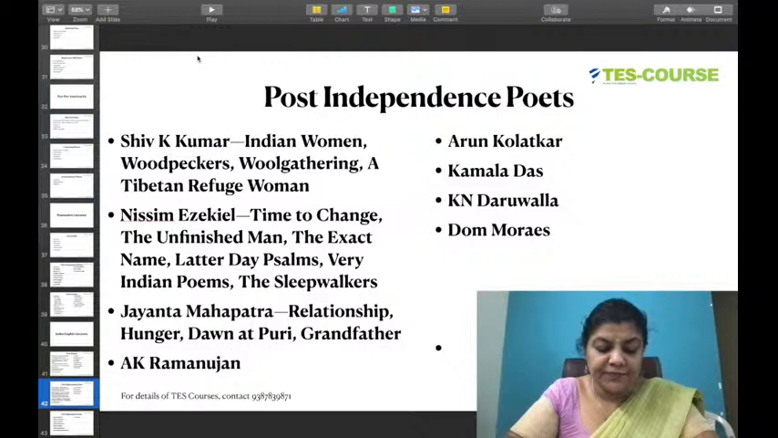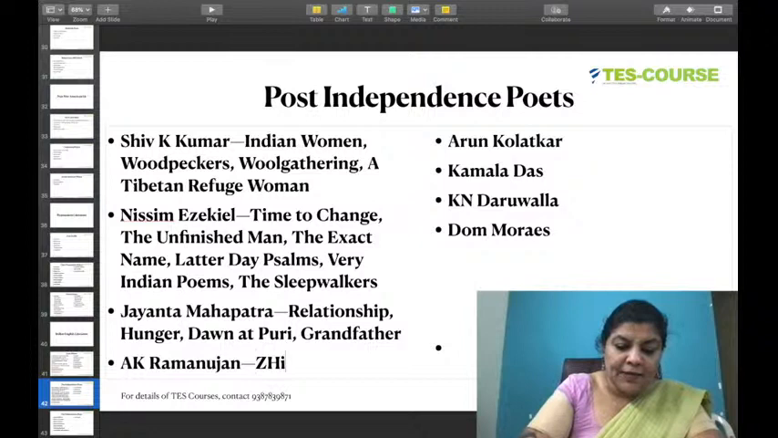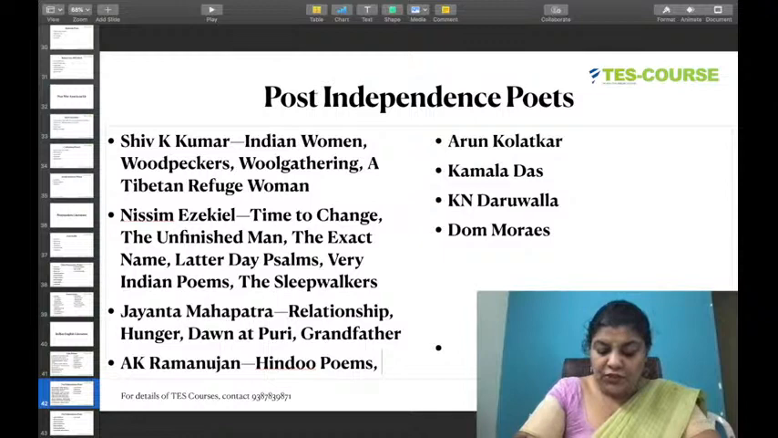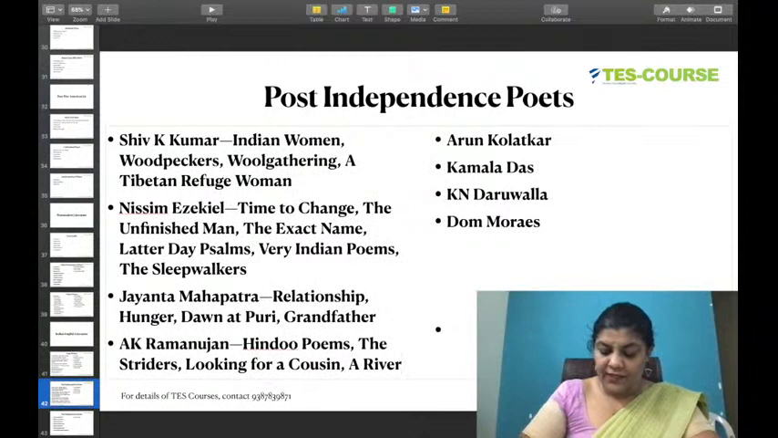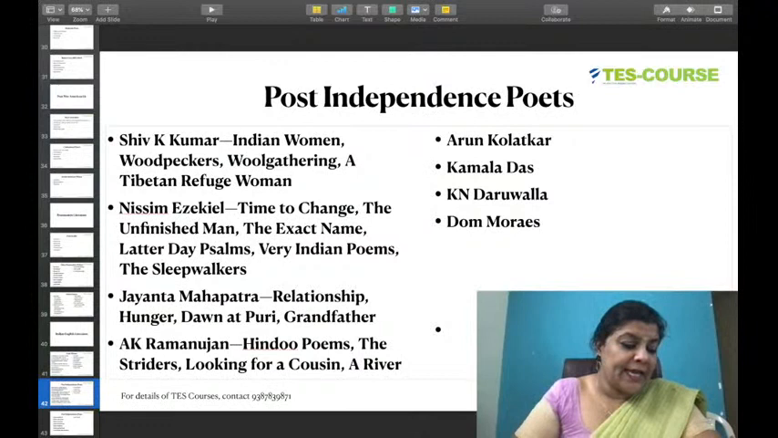Okay, then A.K. Ramanujan. A.K. Ramanujan has written a group of poems called Hindu Poems. So many of A.K. Ramanujan's poems are about family and domesticity. Important are The Striders, Looking for a Cousin on a Swing, A River, Obituary. He was also a folklorist and translator.